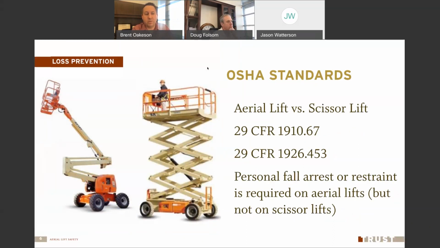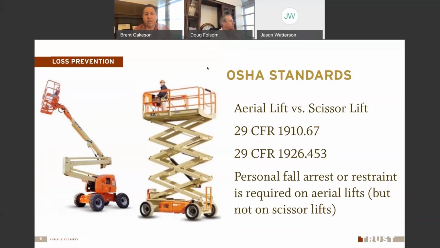So there's two different standards we go by. 1910.67 is the general industry standard for aerial lifts and man lifts. 1926.453 is the OSHA construction standard for scaffolds. And so that's where the scissor lift would fall into those regulations. There are some very similar requirements between the two, similar things that you want to watch for to prevent accidents and tip overs and things like that. But technically speaking, there are some differences when it comes down to it that we'll talk about.